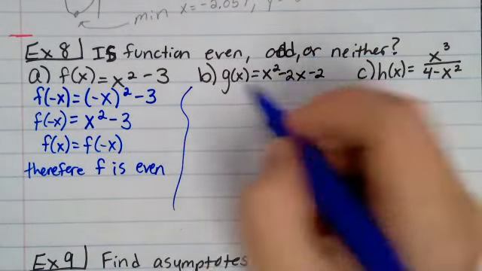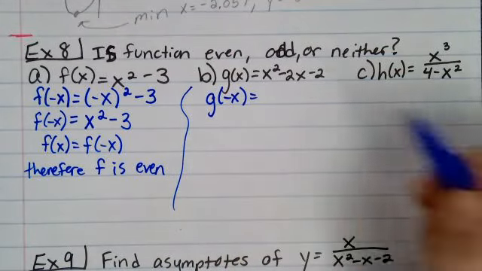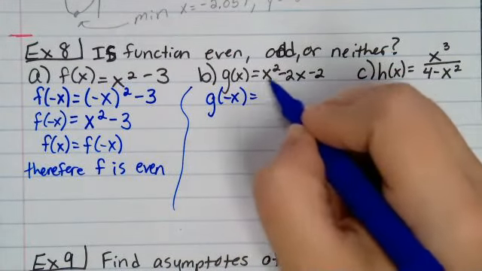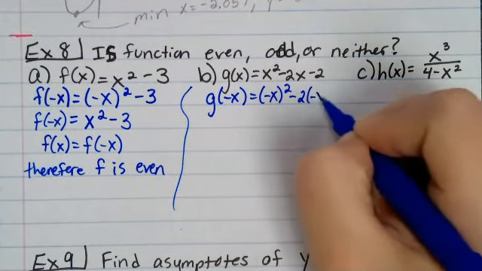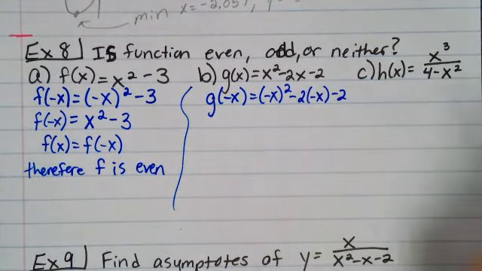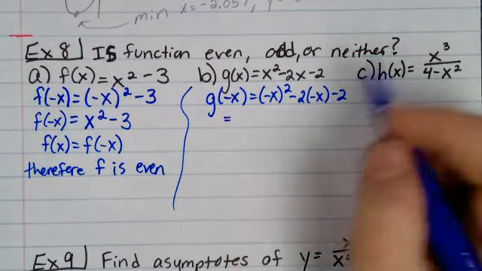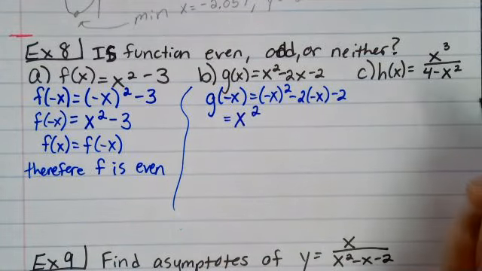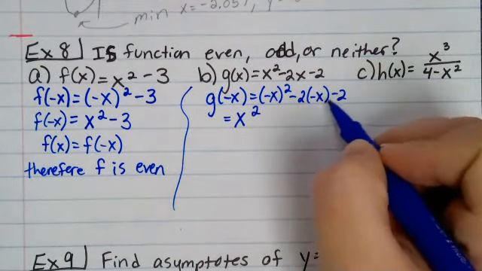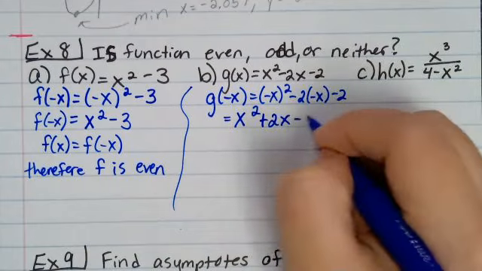All right, look at B. We're going to do the same thing. I'm going to start with the negative x version and see what we get. I'm going to look here, and wherever I have an x, we're going to put negative x instead. Okay, there we are. We're going to work through this and make it a little bit cleaner. Negative x squared is going to be a positive x squared. We have a negative 2 times a negative x, which makes a positive 2x, and we have minus 2.